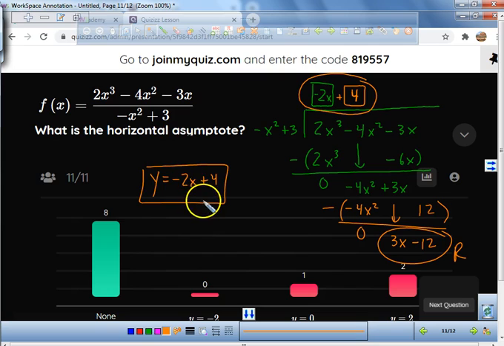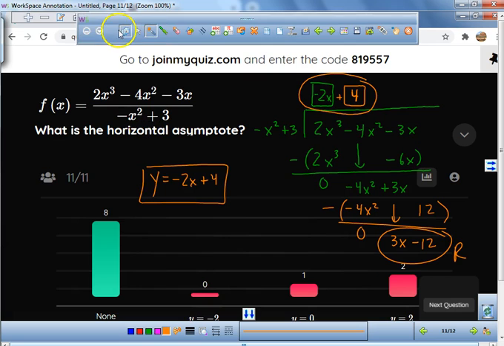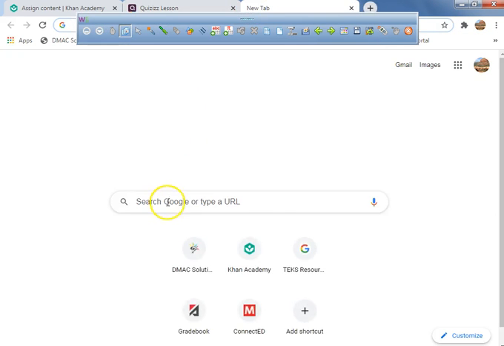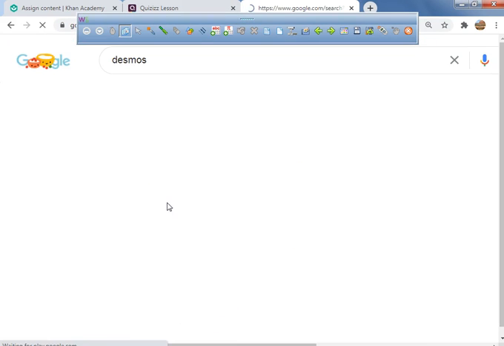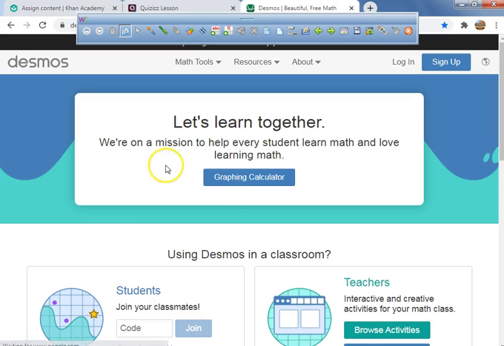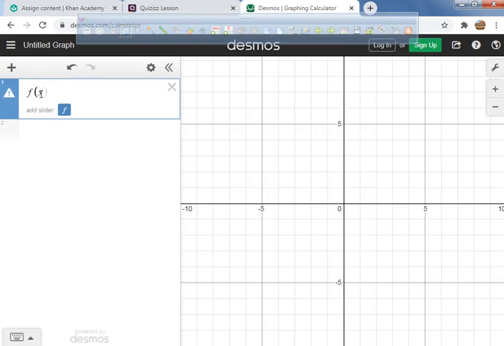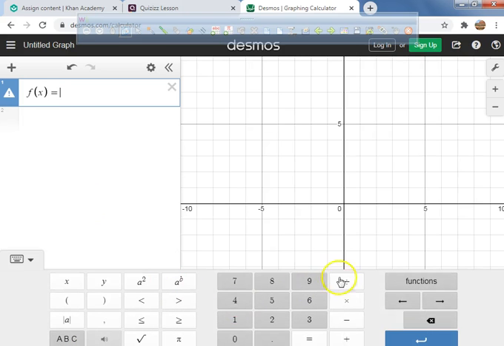So what we're going to do to prove this to you, I'm going to pause the video. I want you to open up a tab in your screen for Desmos, please. We're going to type this function into Desmos, okay? Here we go. Going to Desmos, the beautiful free math graphing calculator. All right, and it was f of x equals, and we have a little fraction bar right there.